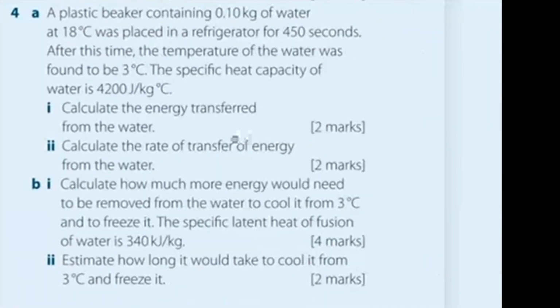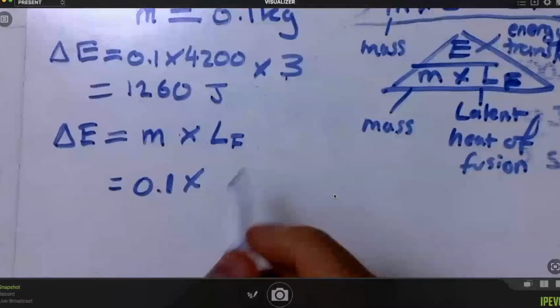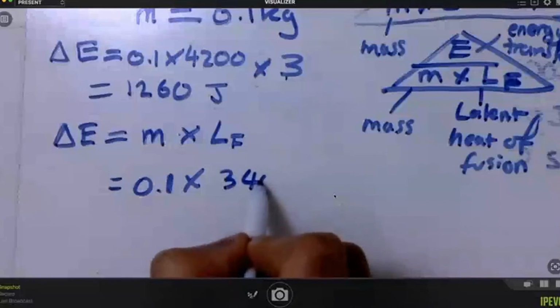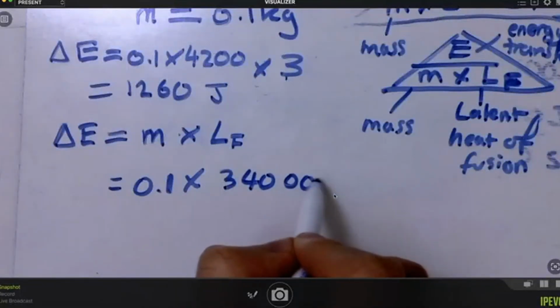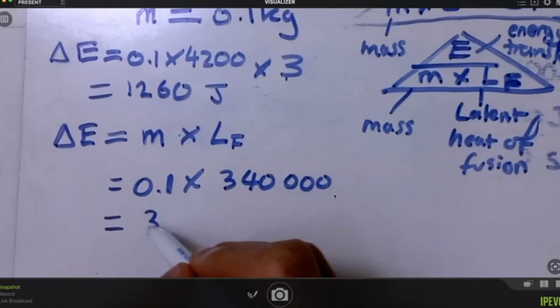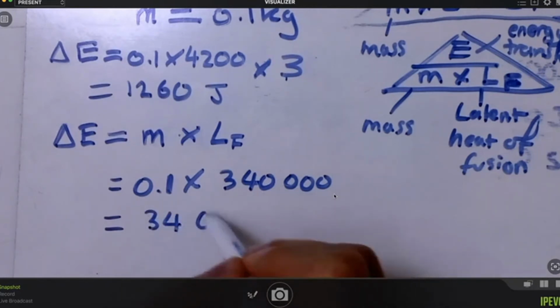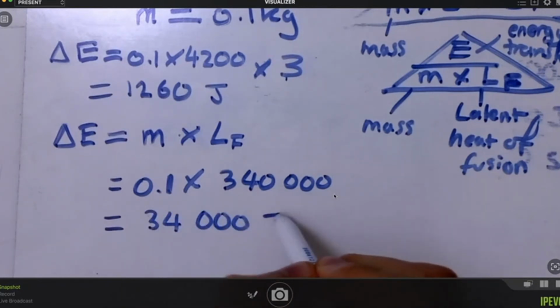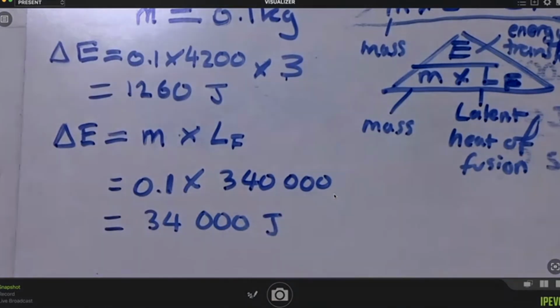Let me go back to it. My LF is 340 kilojoules per kilogram. So I need to times 340 times 1,000. So let me do that. So 340 times 1,000 is that. And plug all that into your calculator. You should get 34,000 joules. We're almost there, guys.